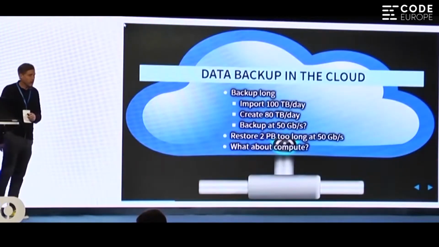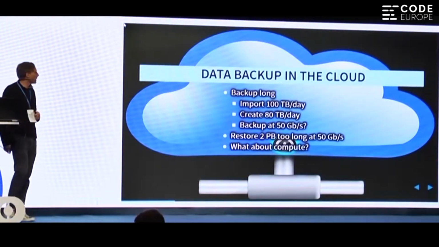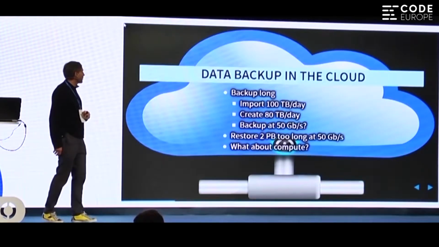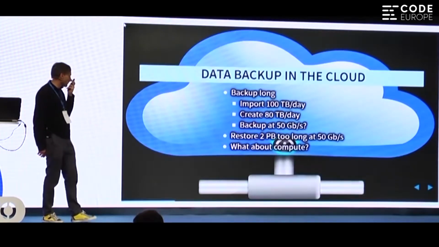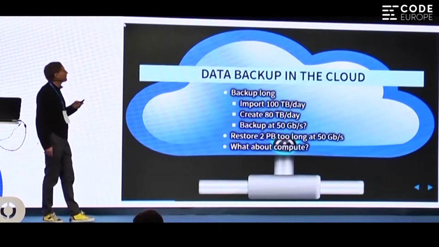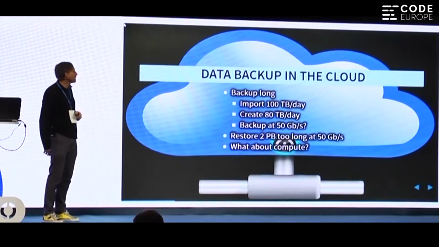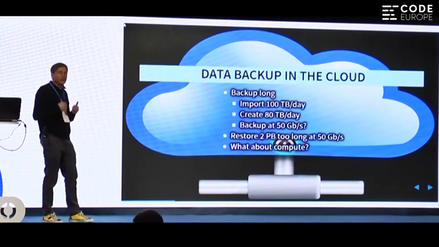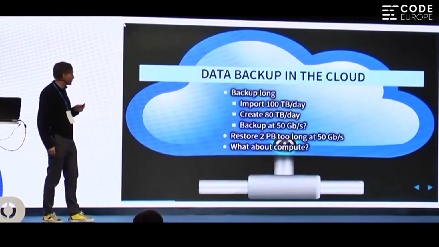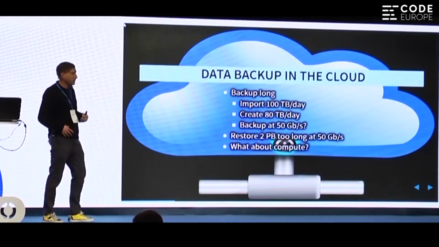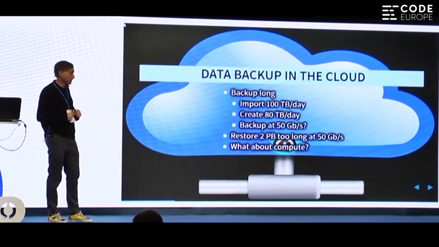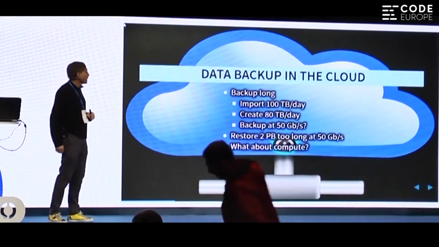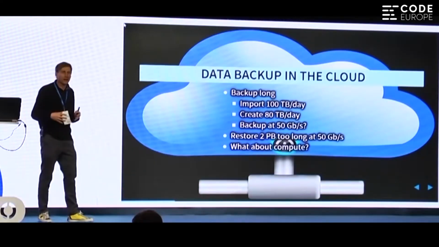We thought about backing up our 30 petabytes of data in the cloud, but that just takes so long because we're now importing, a few years later, 100 terabytes a day, and we're actually creating an extra 80 terabytes. And so the fastest link we could get to something like Amazon in the cloud was at 50 gigabits a second, and it just takes too long to back up. And if we did lose all our data and wanted to start working again, the very minimum we would need to restore would be 2 petabytes. And it just takes too long to pull that information back out of the cloud.